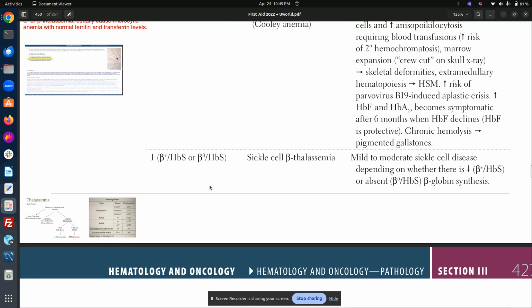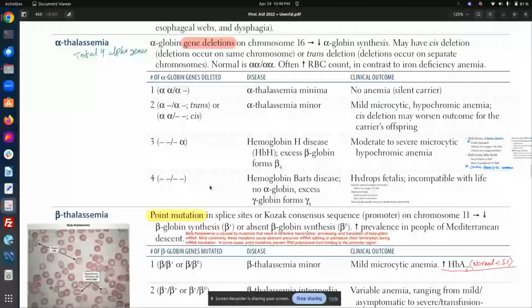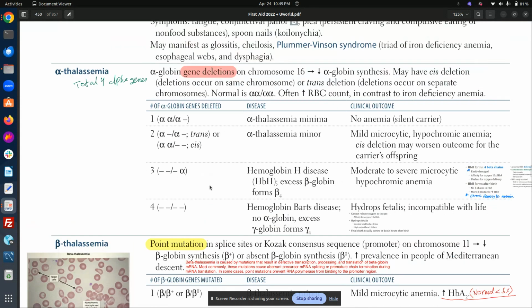I think we have talked enough about thalassemia. Before we go, I want to highlight the differentiating points between iron deficiency anemia and thalassemia. Iron will be low in iron deficiency anemia, and the iron will be high in thalassemia. When iron is low, ferritin will also be low in iron deficiency anemia. But in thalassemia, when the iron is high, ferritin will also be high.